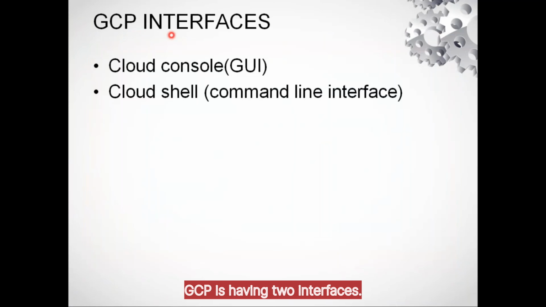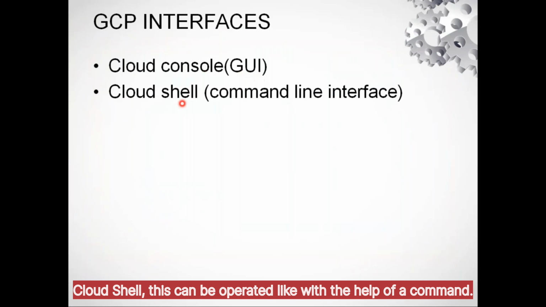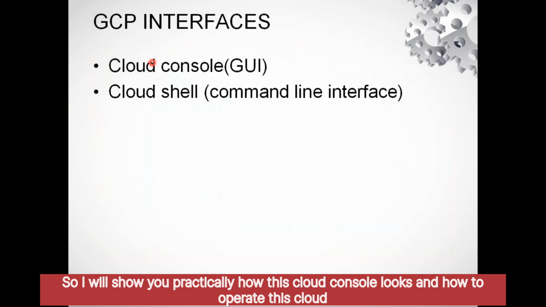GCP has two interfaces. One is Google Cloud Console. We can see it graphically with our eyes. It's called a graphical user interface. We can see everything with our own eyes. The other is Cloud Shell, which can be operated with the help of commands. I will show you practically how this Cloud Console looks and how to operate Cloud Shell as well.